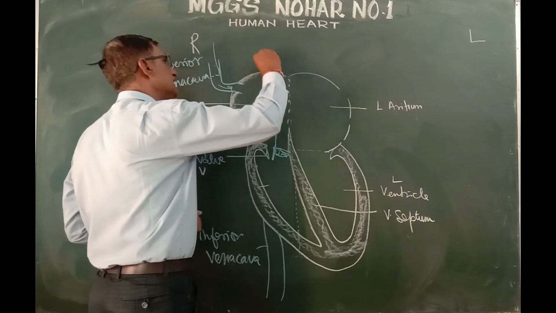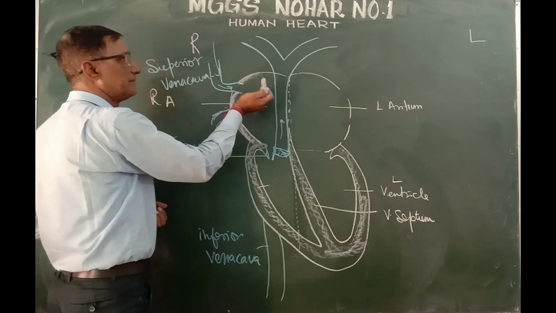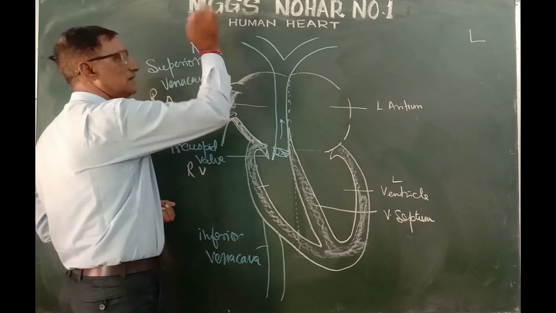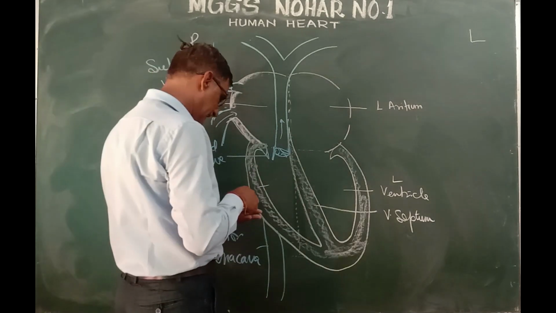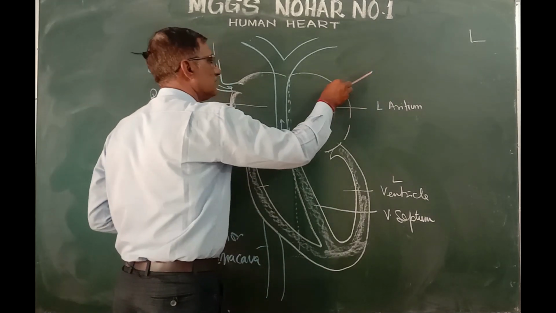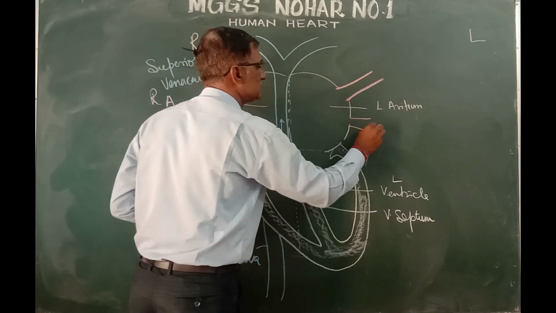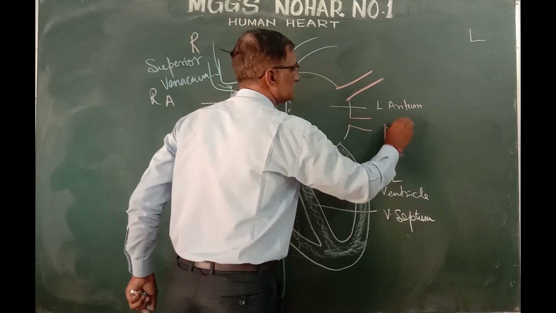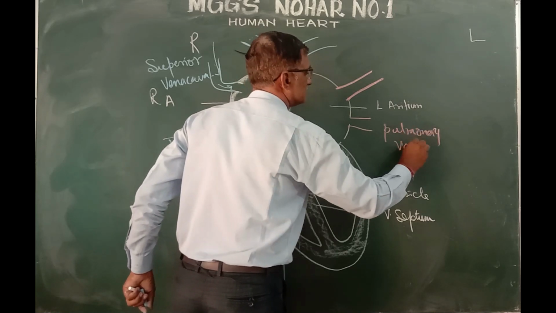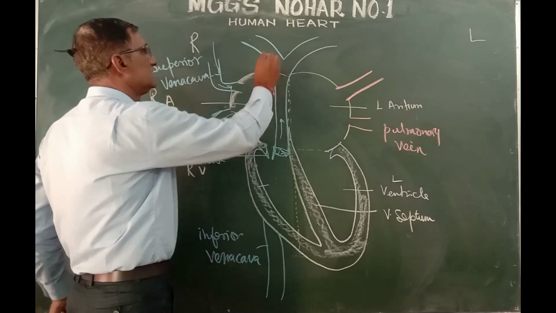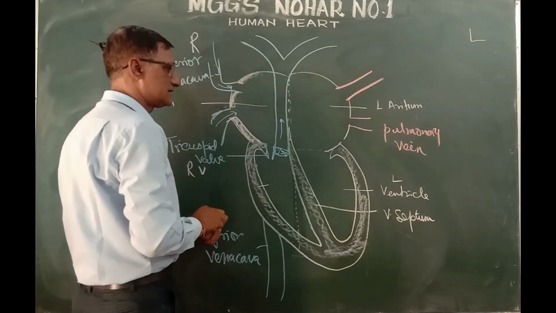This structure is called the pulmonary artery. It takes blood away from the ventricle to the lungs. Okay, come to the left side. There are two veins which bring blood from the lungs, and they are called the pulmonary veins. They bring blood, and this one is the pulmonary artery.